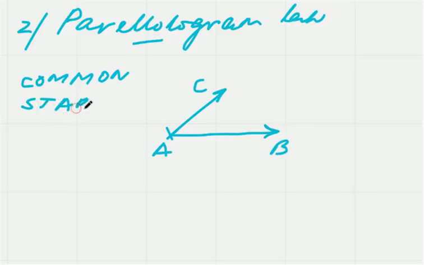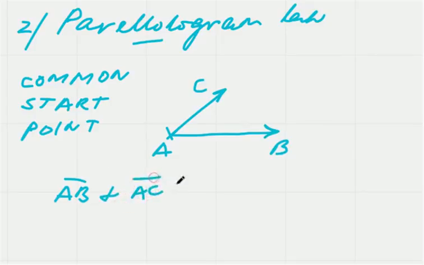Now this is in contrast with the triangle law of vector addition. In triangle law of vector addition, the vectors are arranged so that the end point of the first vector is the start point of the second vector. But here both the vectors have the same common start point. In this case, the start point is A. So AB bar plus AC bar is what? Let us see. AB bar plus AC bar. What is it?